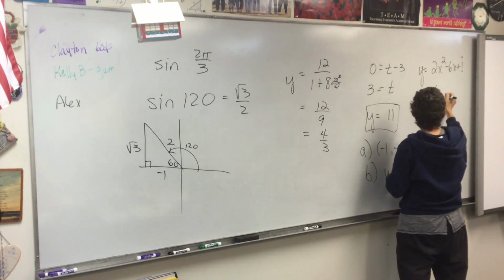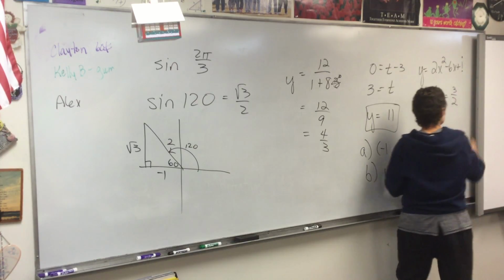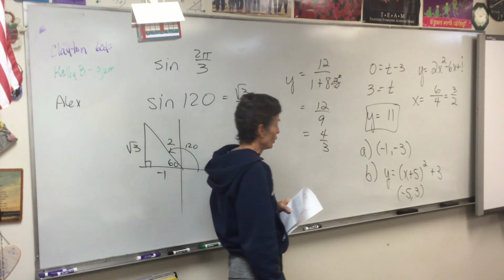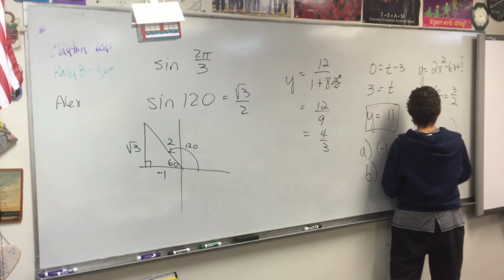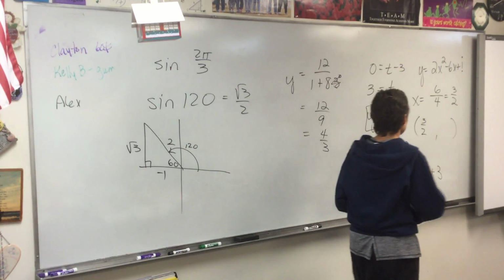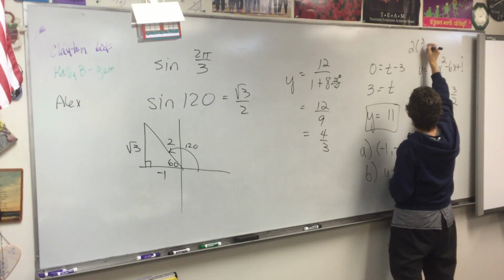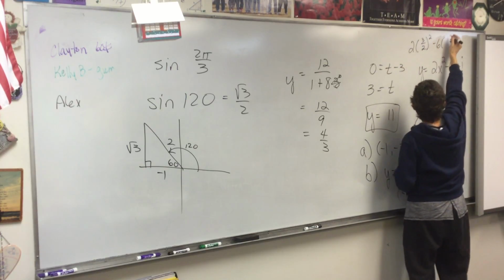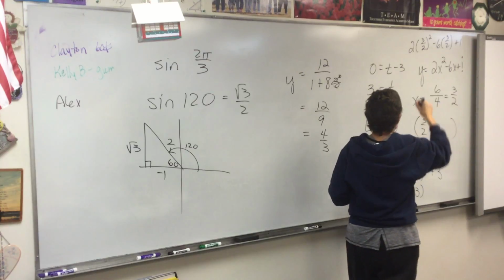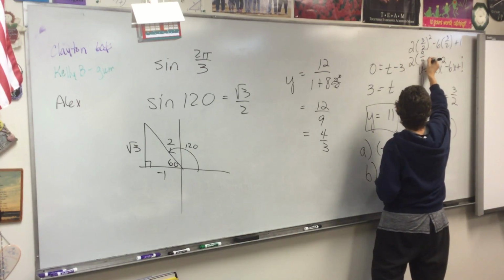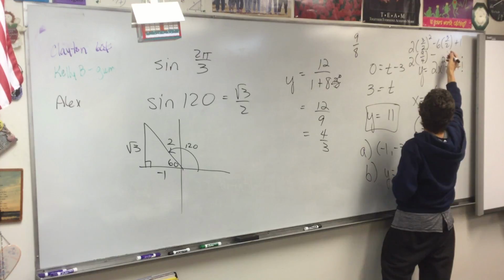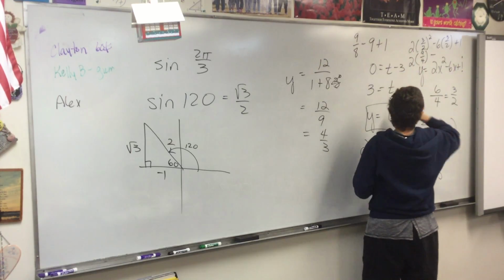Negative B over 2A. I got 3 halves. Is that the answer? No. The vertex is an ordered pair, and I know x is 3 halves. I'll plug it in, and by the way, this is a no calculator problem. So 2 times 3 halves squared minus 6 times 3 halves plus 1. What's 3 halves squared? 9/4. And 2 times 9/4 is 9/8. Minus 9 plus 1.